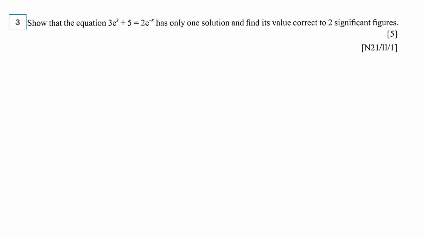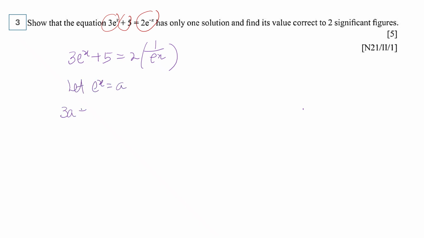Alright, so let's look at the next question. So again, it involves 3 terms here. Okay, so we have to use a substitution method. So we're just going to simplify e to the power negative x. That will give you 1 over e to the power x. Right, so I'm going to let e to the power x be the letter a. So I'll get 3a plus 5 equals to 2 bracket 1 over a. I'm going to multiply by a throughout, because of this denominator.